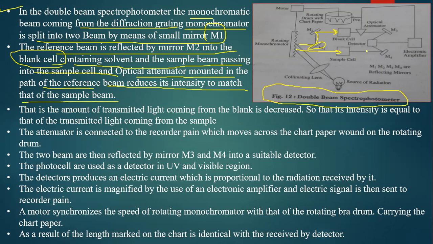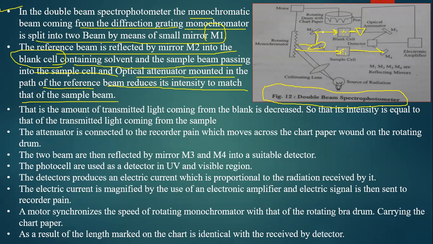So the beam coming from the sample goes to the detector, and the beam coming from the blank, or the solvent, has its intensity reduced because nothing is going to absorb there. Here, absorption will take place due to the sample. Here it is only the solvent, for which transmittance is 100% and absorbance is 0.